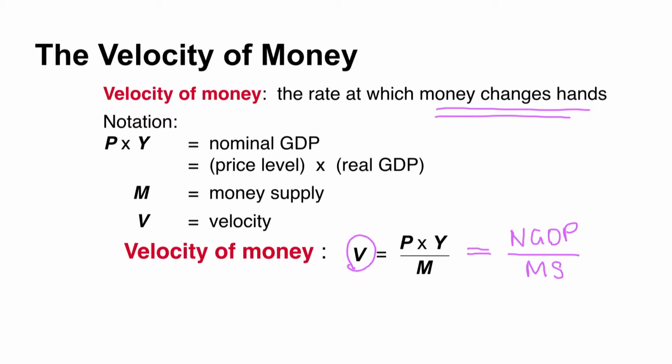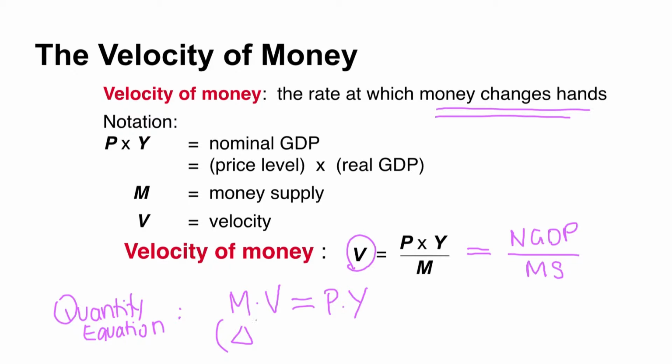Now, if we use just a little bit of simple algebra to manipulate this equation, we can get what we call the quantity equation, which is going to tell us that the money supply times the velocity of money is going to be equal to the price level times real GDP. So with this equation, we're going to be able to analyze what happens when we have a change in the money supply. Which one of our variables, velocity, price level, and real GDP, is going to change in response to a change in the money supply? Let's take a look with an example.